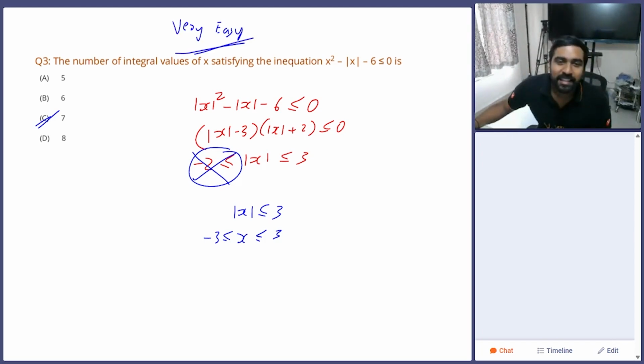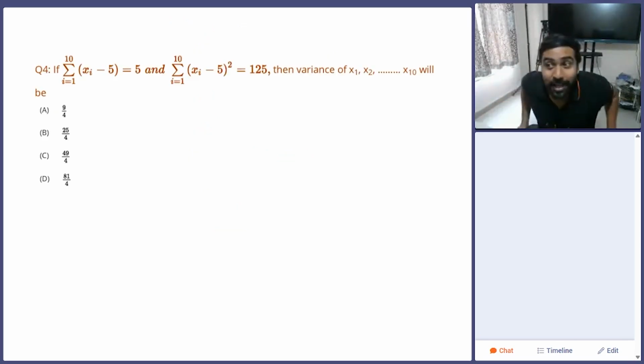Like 11th standard, if you have learned for the first 1 month where we learn inequalities, this is exactly that, modulus and inequalities application. It's a very easy, straightforward, easy 4 marks question. All right, moving on. Now this is a very interesting question actually.